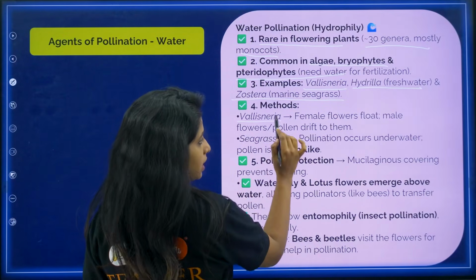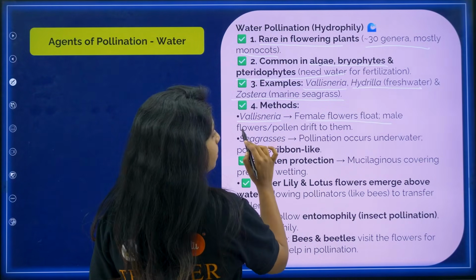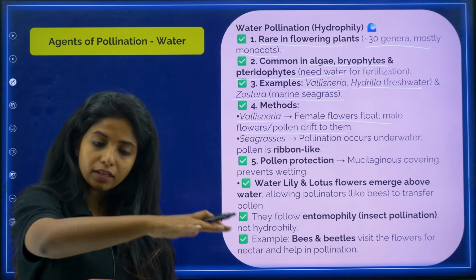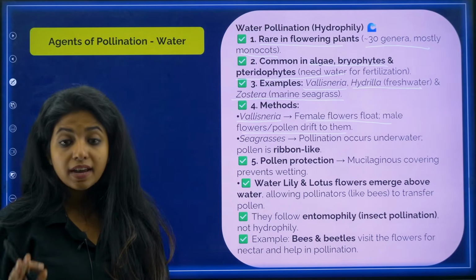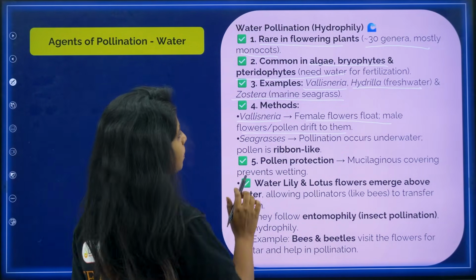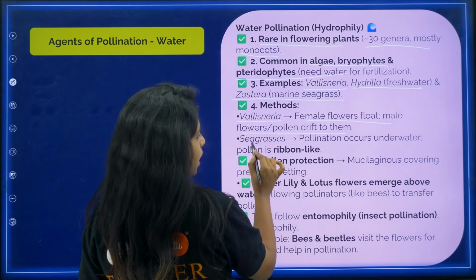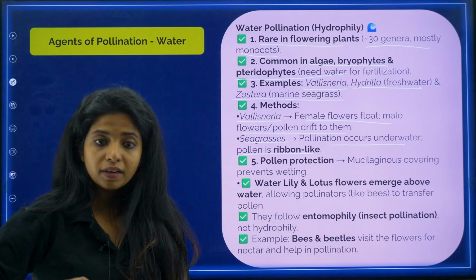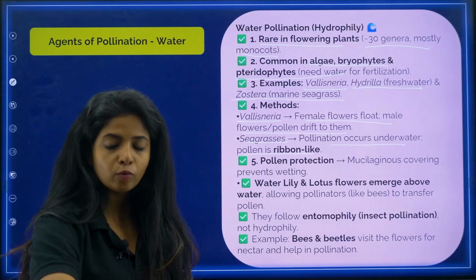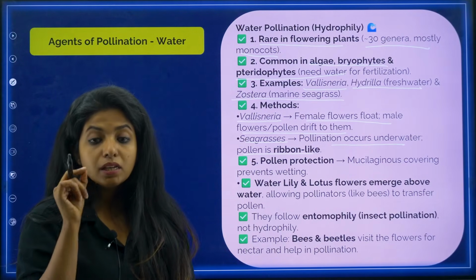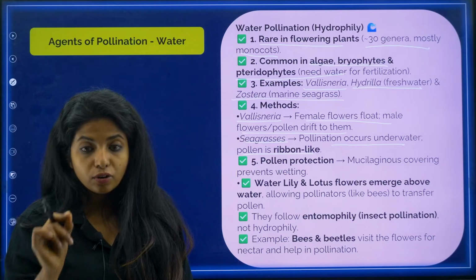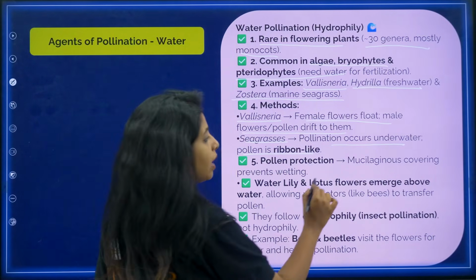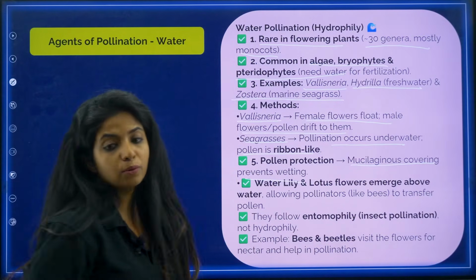Methods, let's see. In Vallisneria, the female flowers float and the male flowers or pollen drift to them. They float and drift on the surface of the water itself. What about the sea grasses, that is Zostera? In Zostera, pollination occurs underwater. The pollen is ribbon-like. The pollen will be inside the water and will be moving; it's not floating, it will be inside. These important details are really good for you to remember. Now, obviously it is in water, so it has to be protected. So what do you have? They have a mucilaginous covering that prevents what?